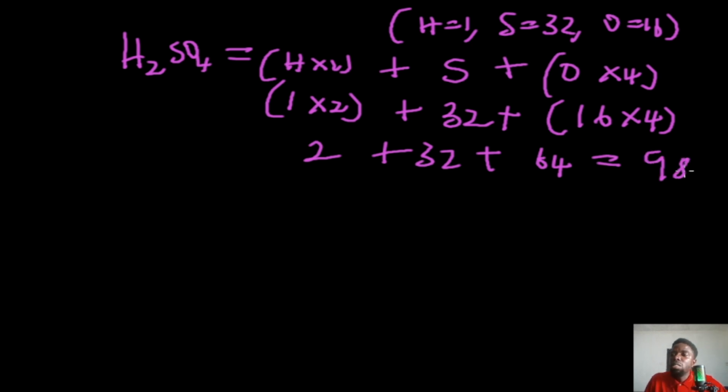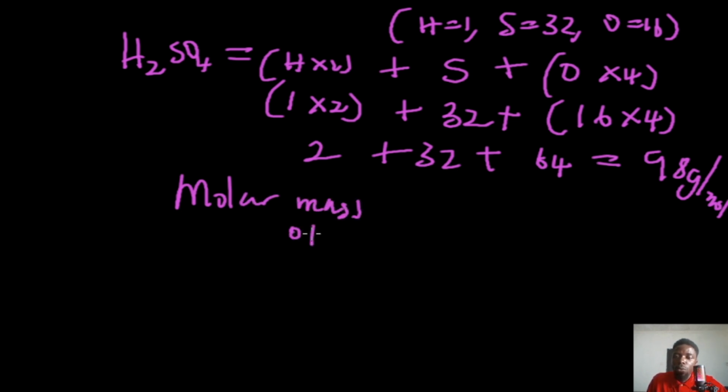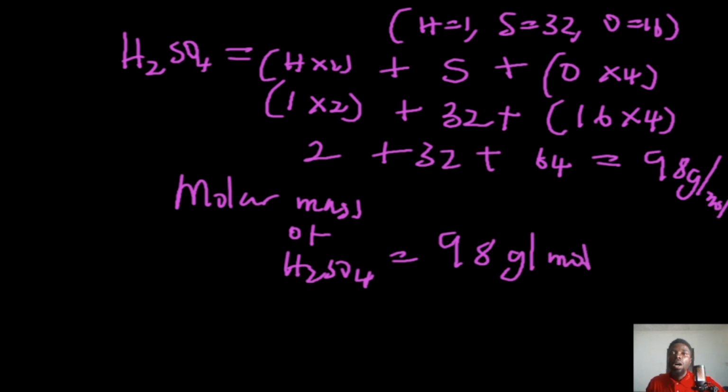So you have 98. If this was relative molecular mass, there would be no unit. But because this is molar mass, the unit is going to be gram per mole. So our answer for H2SO4 is that the molar mass of H2SO4 equals 98 gram per mole. And that's that basically. We'll solve one more question, then you are going to do the rest.